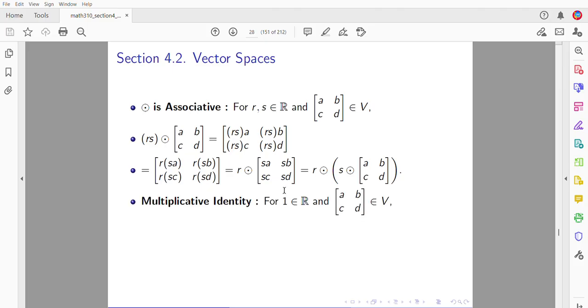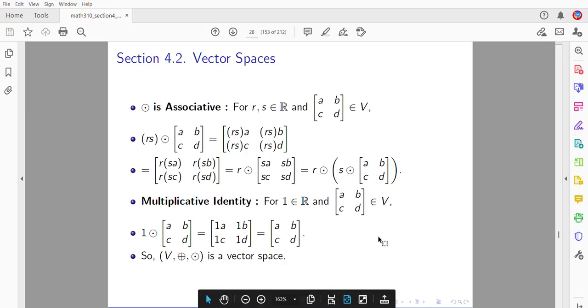Last property to check in scalar multiplication, that's the identity. Take the 1 from R, multiply to any matrix, you get the same matrix back. That is, this is a vector space.